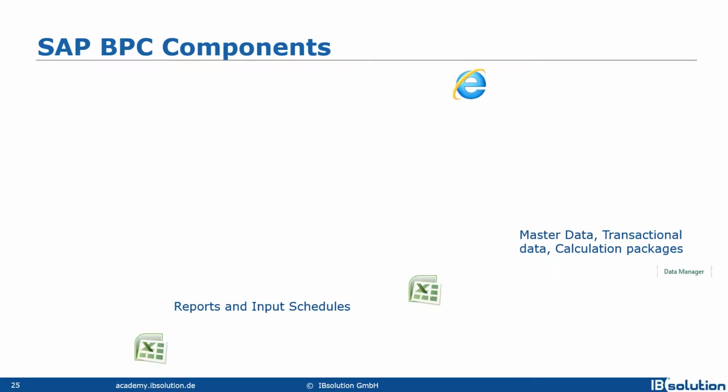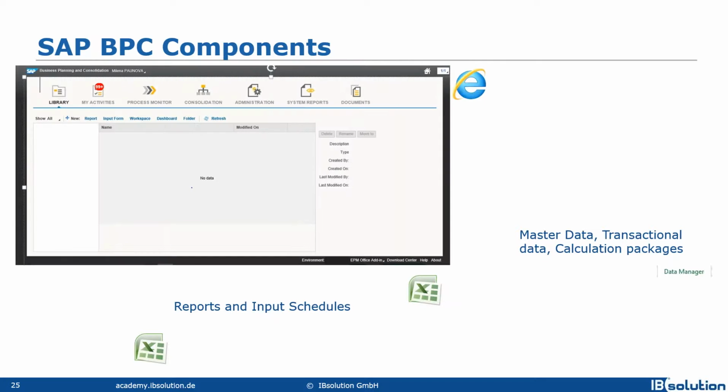Components of BPC, quite similar to disclosure management. We have a web portal where the business process flow is displayed, where you can administer and configure the components, the hierarchy and the dimension of your BPC model. You can maintain documents there as well and check your activities.